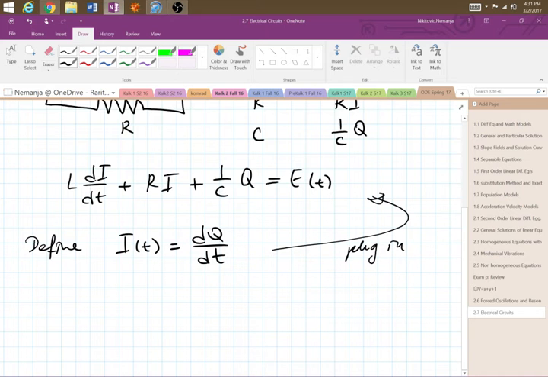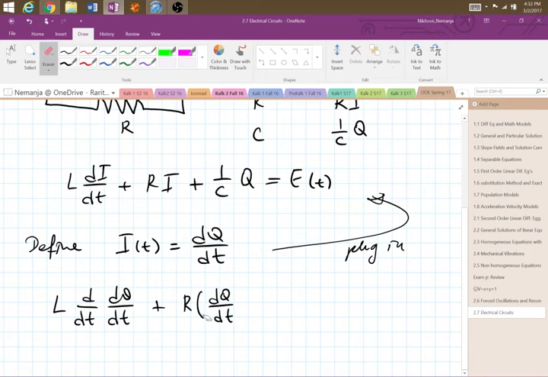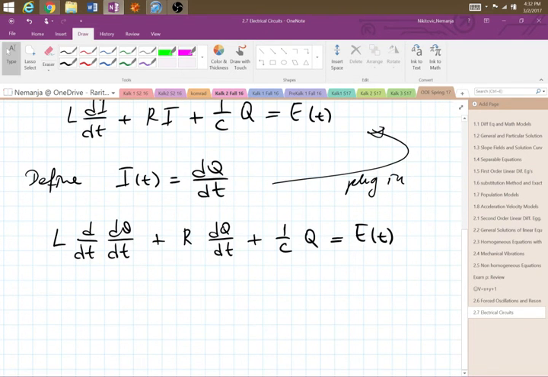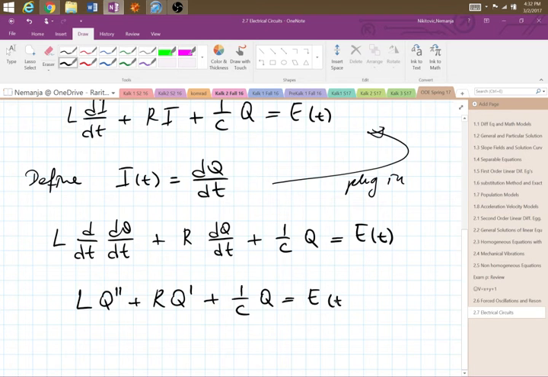And I will have L times d/dt of dq/dt plus R times dq/dt, I don't need the parenthesis, plus 1 over C q equals E of t. Now the derivative of the derivative is the second derivative, so we can easily write this as L Q double prime plus R times Q prime plus 1 over C Q equals E of t.